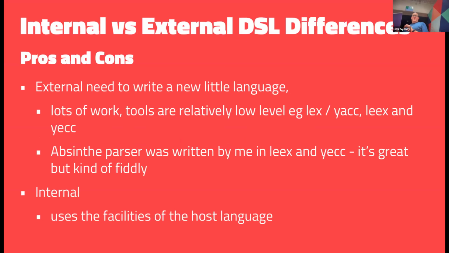So that's the difference between internal and external. What are the pros and cons? For an external DSL, you need to write your own little language. And that means you've got to do lexing and parsing. You've got to use tools like Lex and Yacc, and in Erlang, Lex and Yacc are certainly options. There is a talk proposal from Abhishek, who's going to talk about Nimble Parsec, which I'd forgotten about, but it is a parser combinator tool in Elixir. Useful, but look, it's a bunch of work.